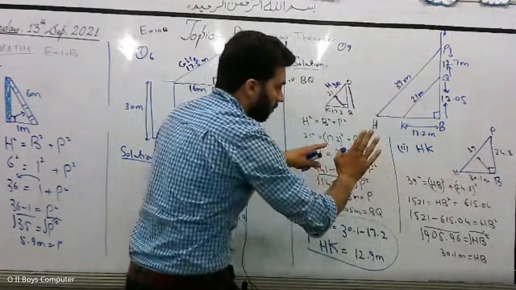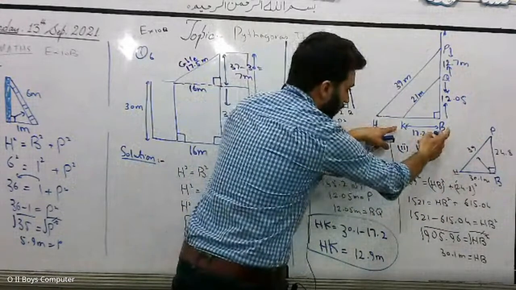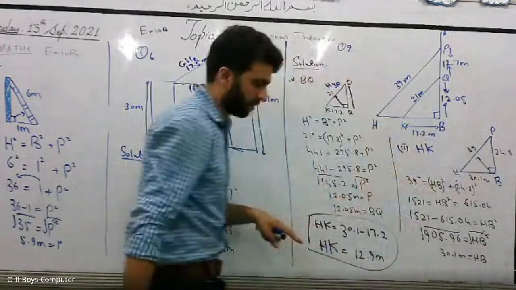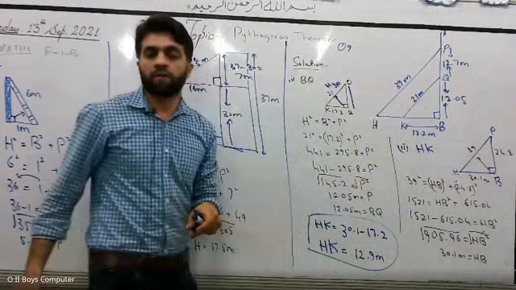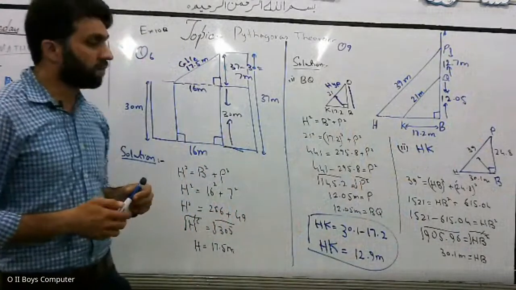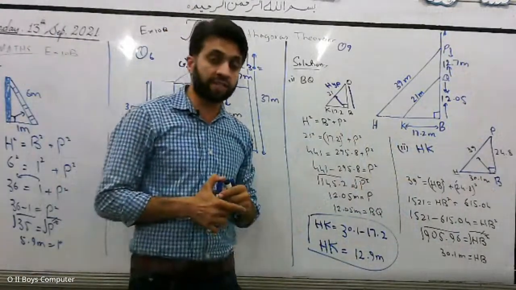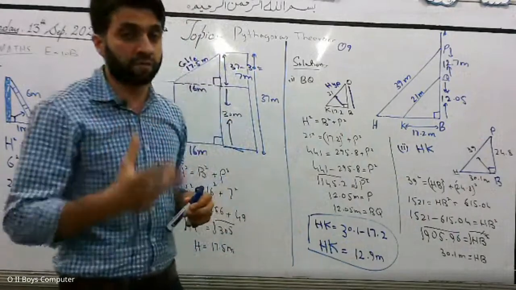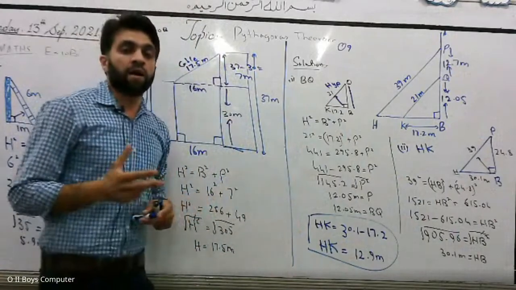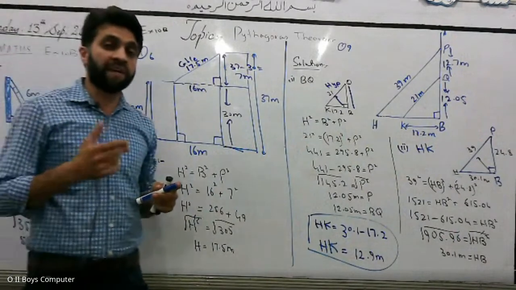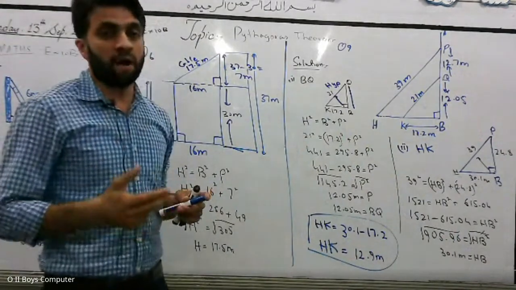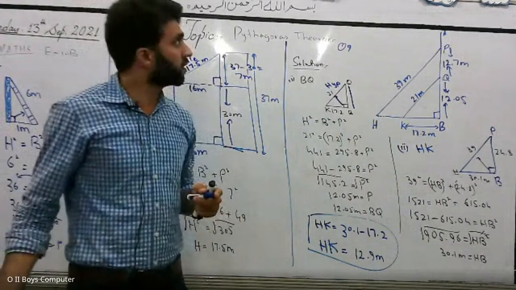Now we have to subtract 17.2 from 30.1. You will get HK, that is 12.9. Right? So I have solved 3 questions in today's lecture. I am going to attach a worksheet along with this lecture. Do that worksheet, you must, because it will create a better understanding of these word problem questions.